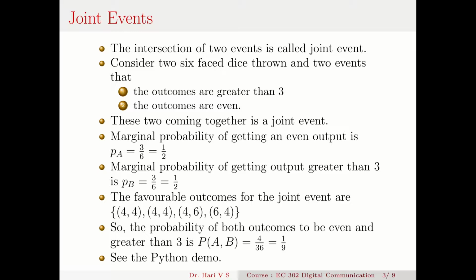So the probability of both outcomes being even and greater than 3, that is P(A, B). Often in set theory practice you usually use P(A intersection B), but for most of our things we just write P(A, B). That shows that the probability of the joint event is equal to 1 by 9. So I will show you a demo of this with Python codes.